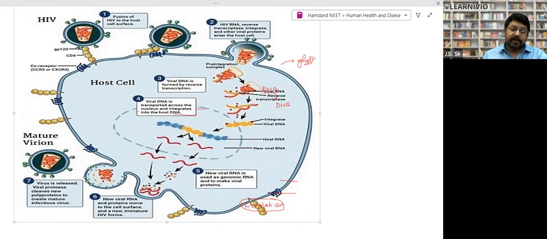After integration with the DNA of the host, it makes more copies and multiplies, and after multiplication, the assembly takes place and the virus goes out of the cell. So it spreads like that. It works the same as the rest of the retroviruses do. There is nothing special.